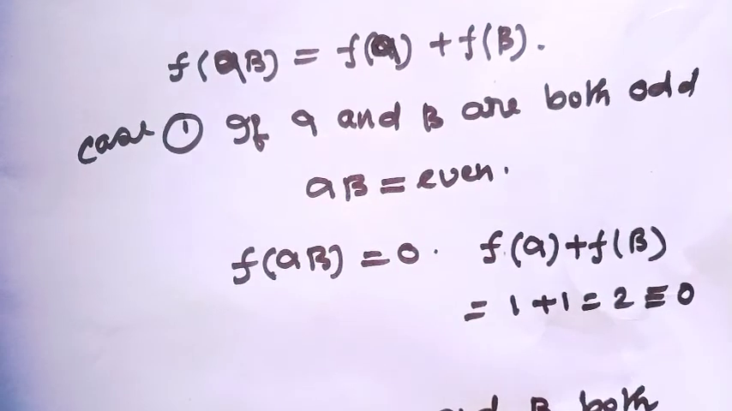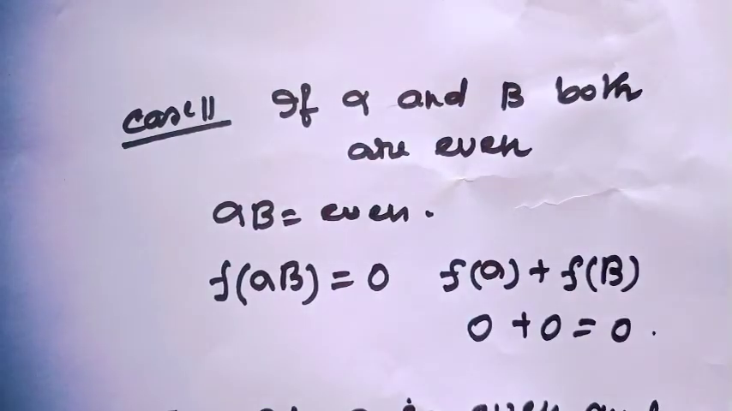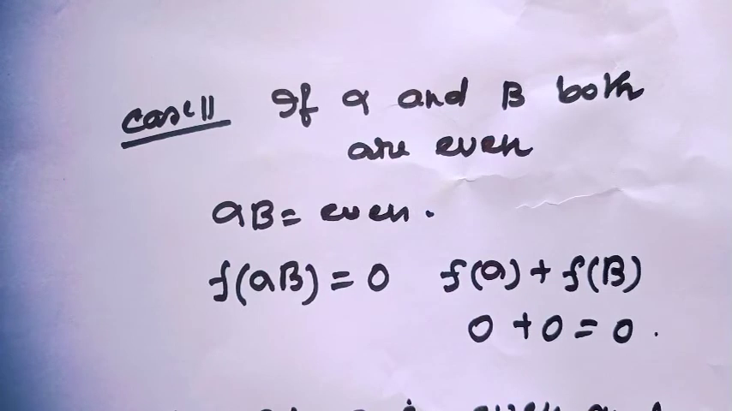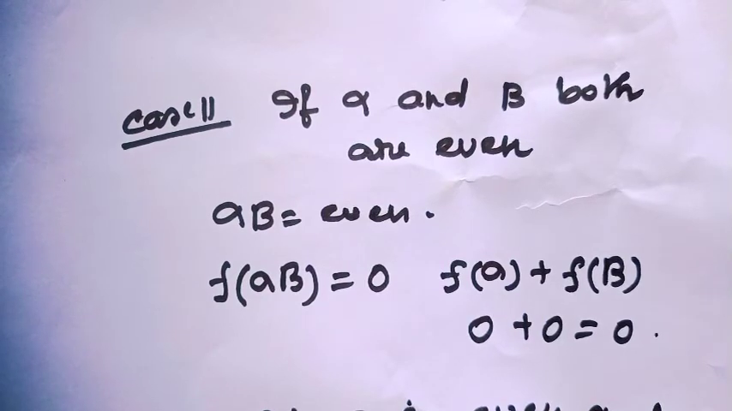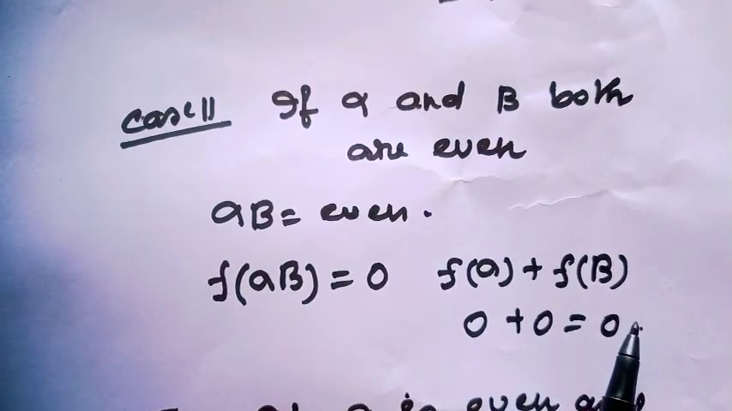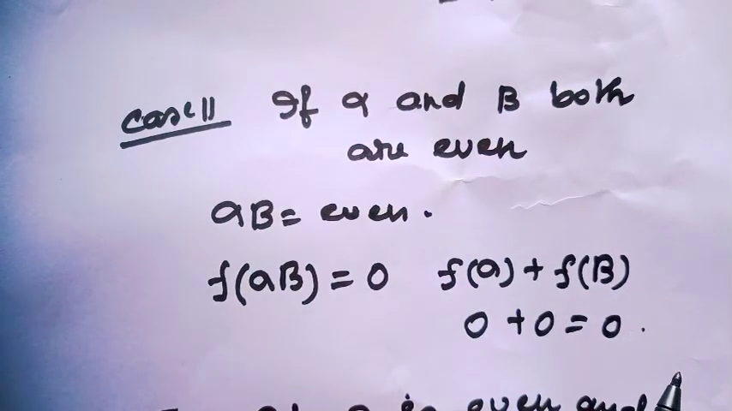Okay? Well, now consider case 2. If sigma and beta are both even, then what will be the product? The product will always be even. So, f of sigma beta is always 0. And what would be the right hand side? The right hand side would be f of sigma plus f of beta, which is 0 plus 0, which is always 0.